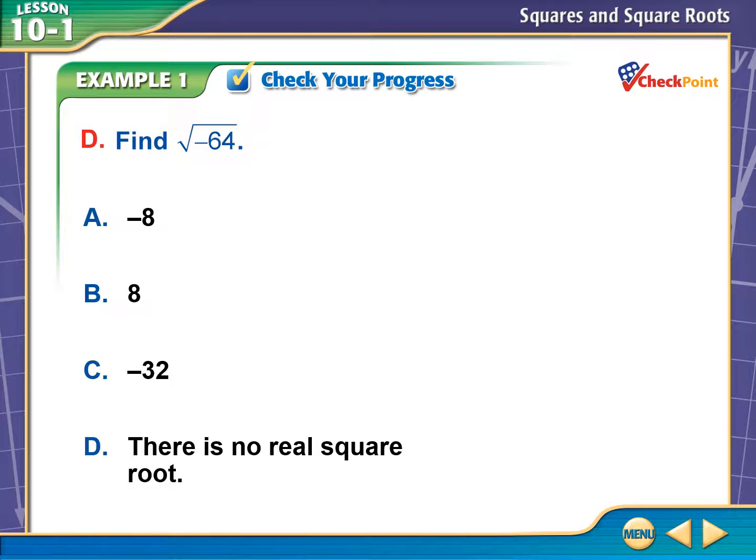And finally, find the square root of negative 64. And the correct answer is that there is no real square root, because for it to be negative 64, it would have to be 8 times negative 8. Right? There's nothing that would multiply times itself to get a negative number.